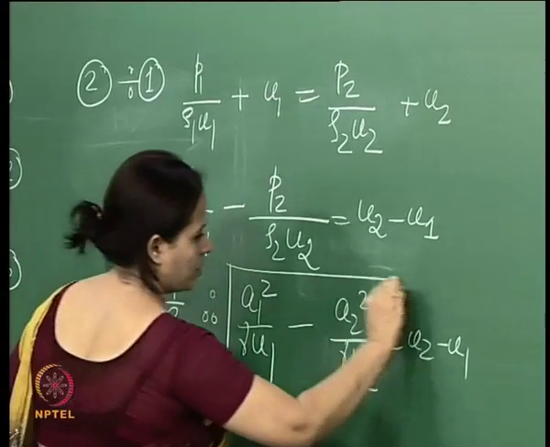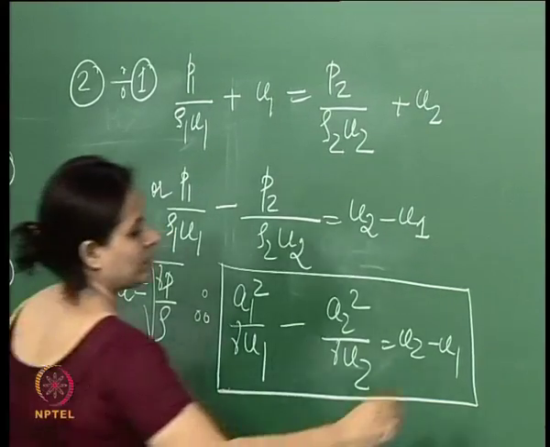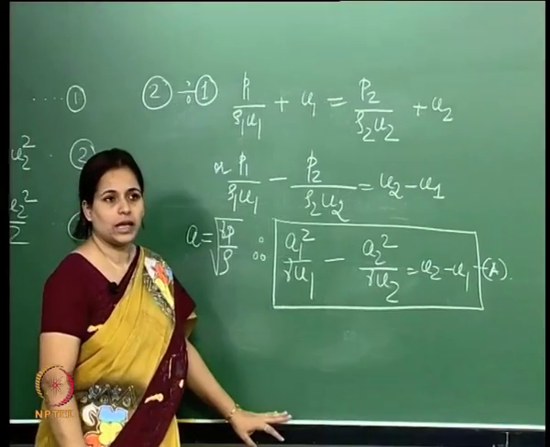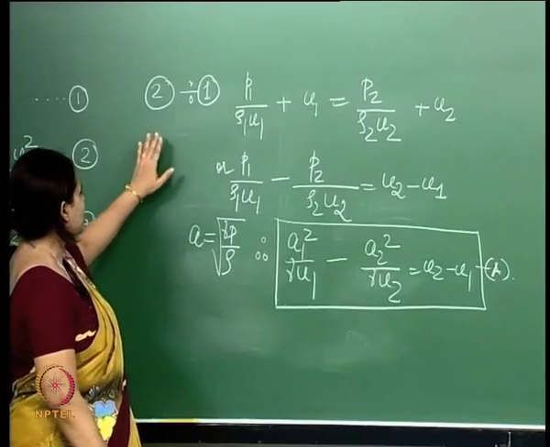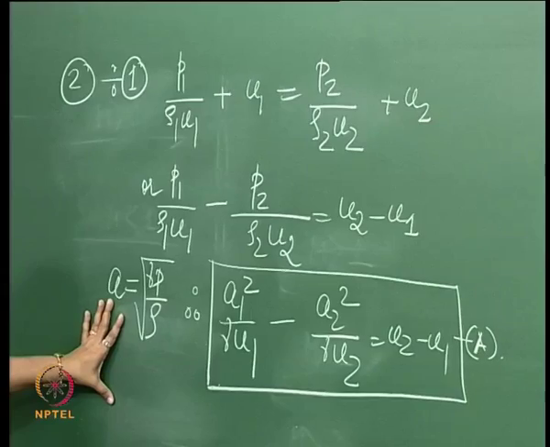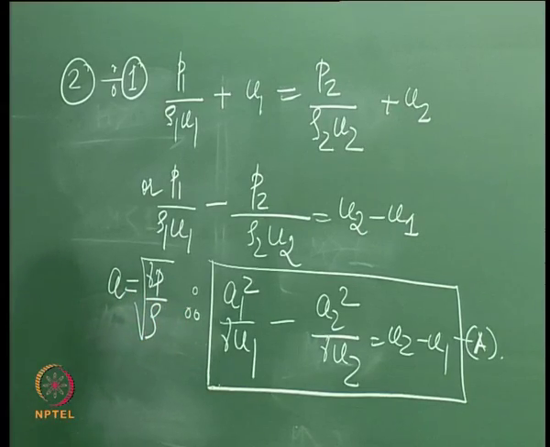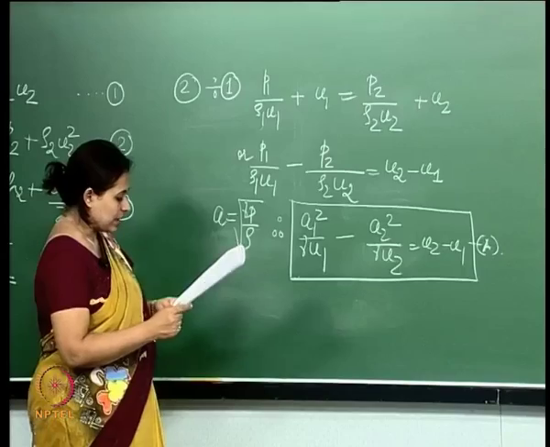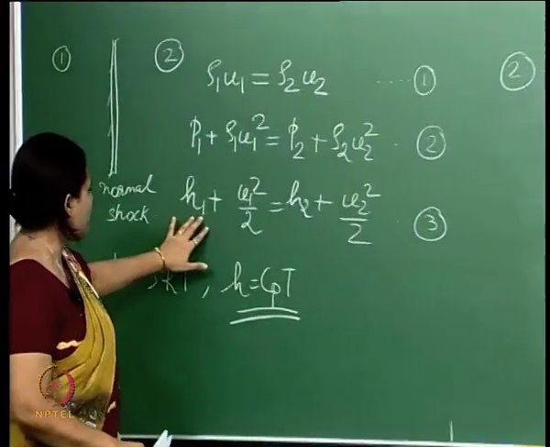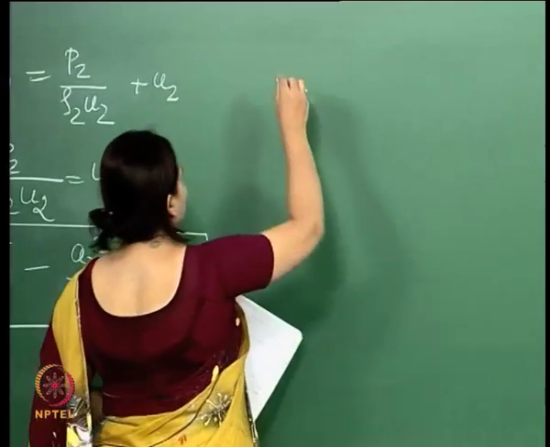So, we have a relationship like this. We basically combined the momentum equation and the continuity equation, introduced the speed of sound, and this is what we get. Now, using the energy equation over here, what do we get? Let us use that.